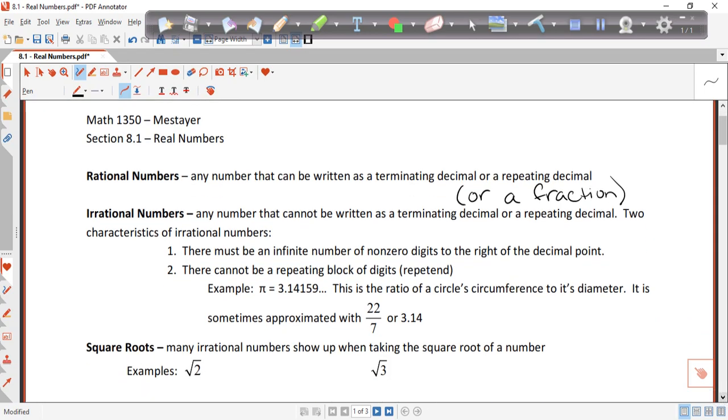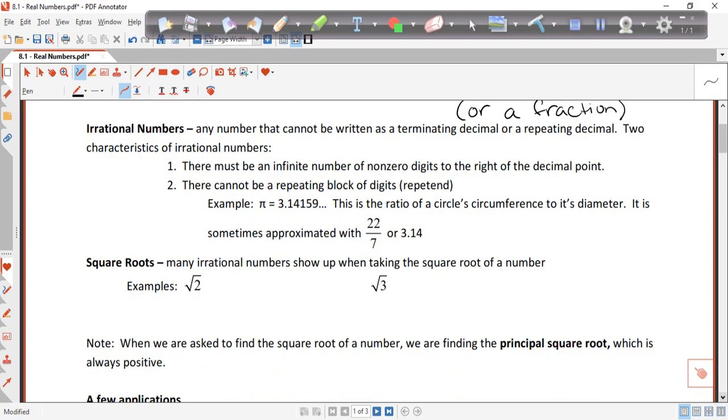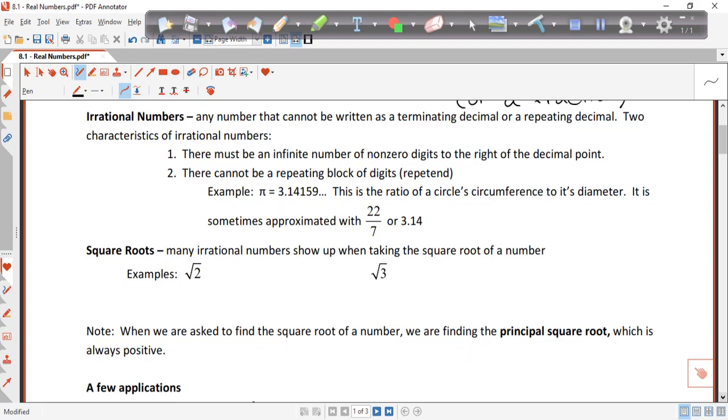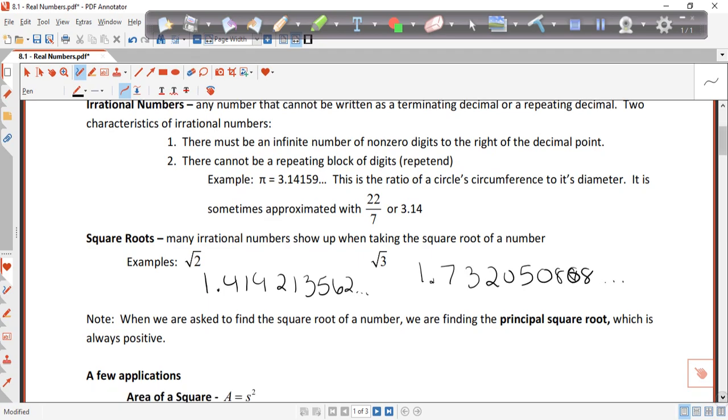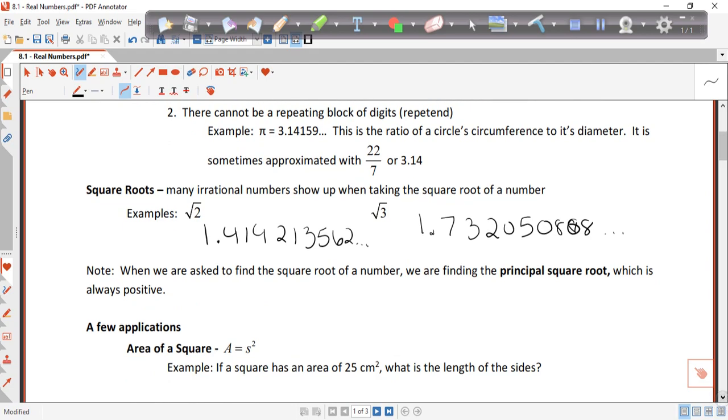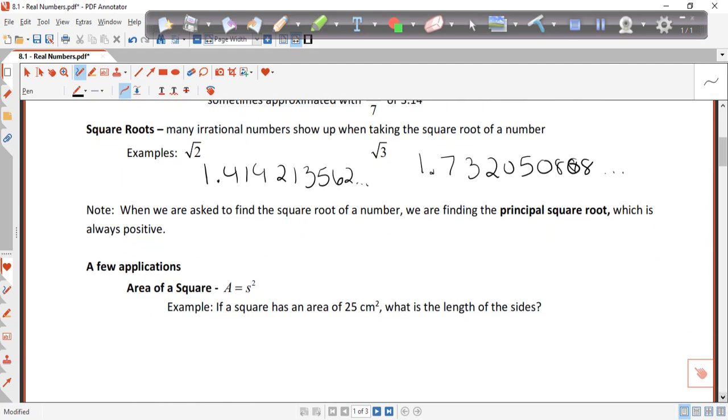A lot of times when we use square roots is when we get irrational numbers. So some examples are the square root of 2. If you put this into your calculator, you get 1.414213562, and so on. For the square root of 3, we get 1.732050808, and so on. Now, something I want you to notice is that when we are taking the square root of a number, we are finding what's called the principal square root, which is always positive.